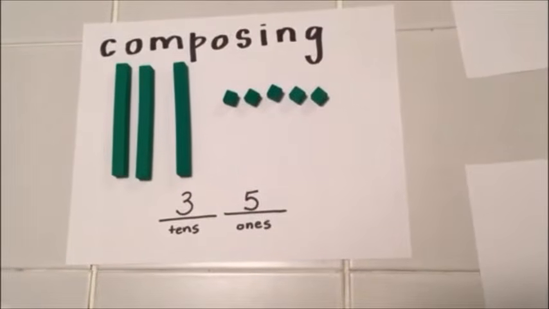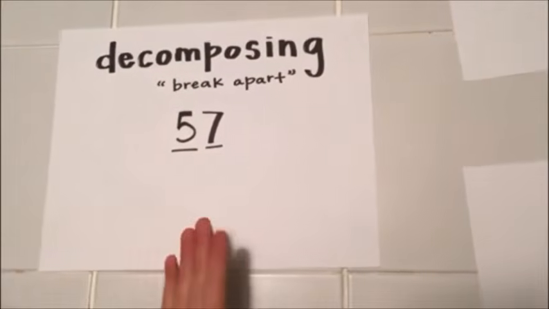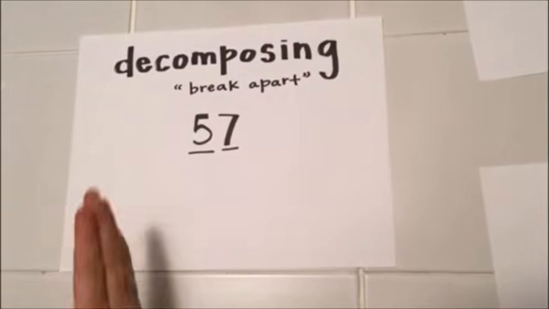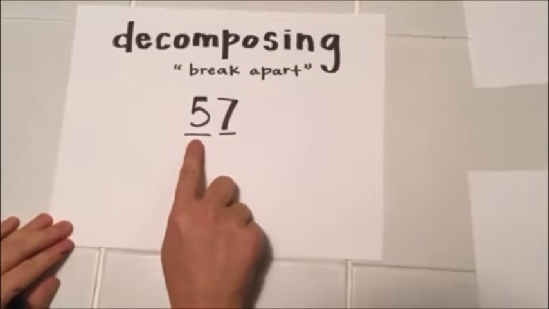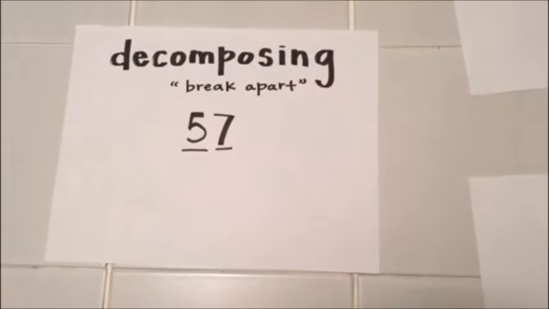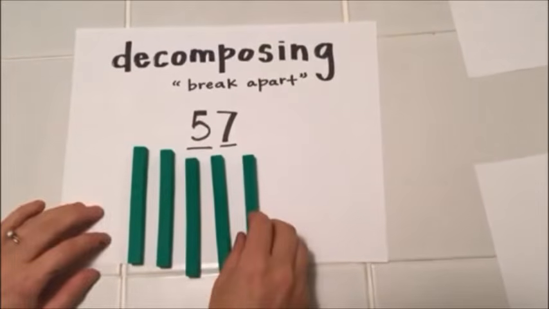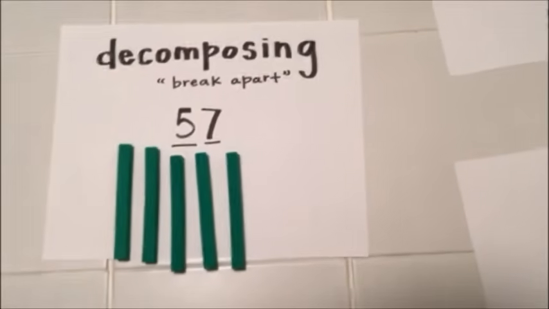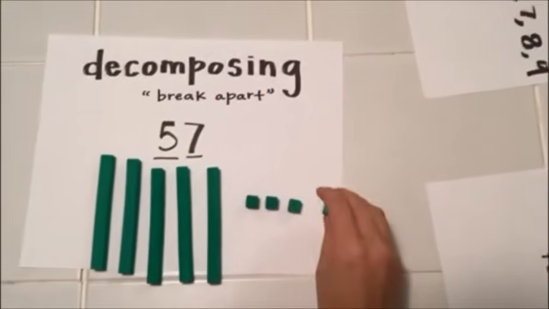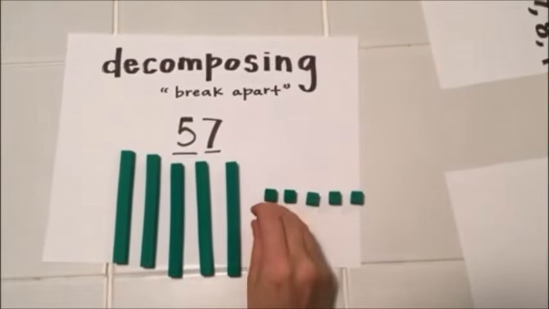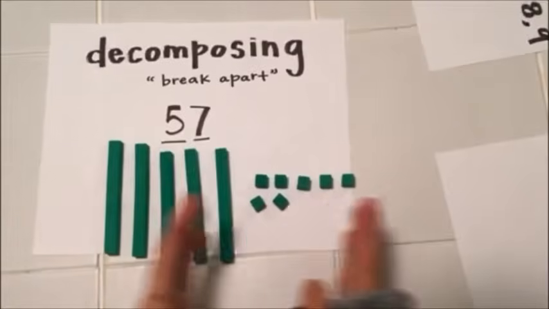When we decompose numbers, we go the other way. We start with the number in numeral form, and we ask ourselves, well, how do I break this number apart into tens and ones? So I look at the first digit in this number, which is my tens place. So how many tens do I have? I have 5 tens. 1, 2, 3, 4, 5. The value of that is 50. So I have 5 tens. And then how many ones do I have? I look at the second digit. 1, 2, 3, 4, 5, 6, 7. So I decomposed, or I broke apart, 57 into tens and ones.